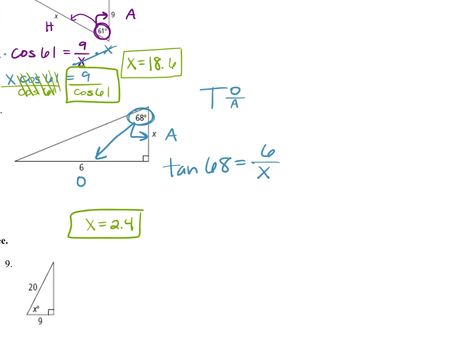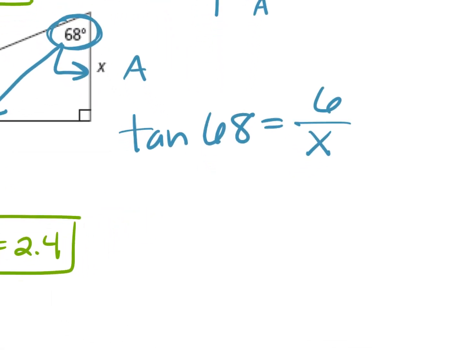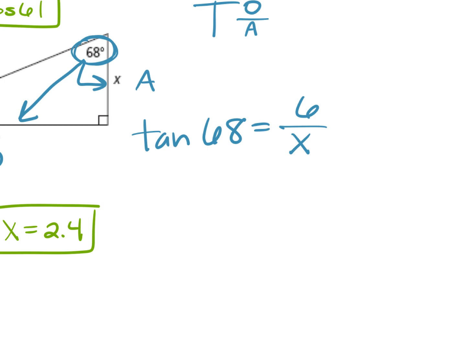And now, when your variable's in the denominator, what do you do? Multiply by x on both sides. You're always going to multiply by the denominator. So right now, your denominator is x. So we're going to multiply by x on both sides. So it's x times the tangent of 68 equals 6.